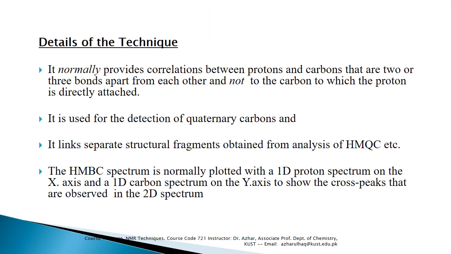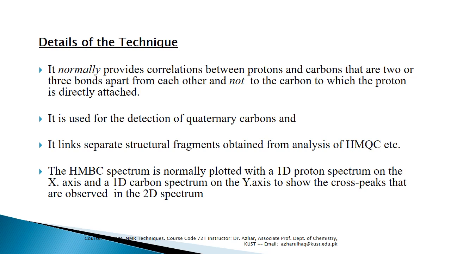Okay. This technique normally provides a correlation between proton and carbon-13 that are 2 or 3 bonds apart from each other. Correlation of 4 bonds and 5 bonds also appear sometimes in the spectrum, but such cases are very rare. And this technique is used for detection of quaternary carbon. It links separate structural fragments obtained from analysis of COSY, etc.